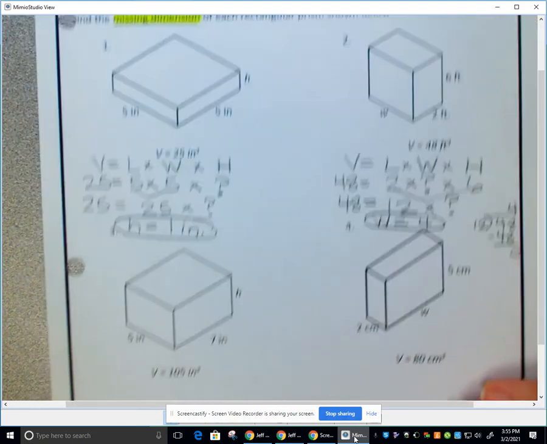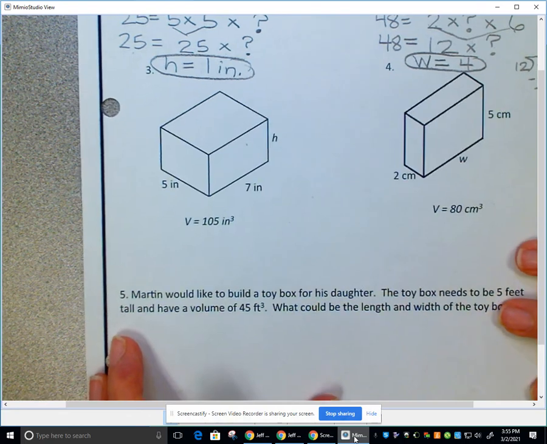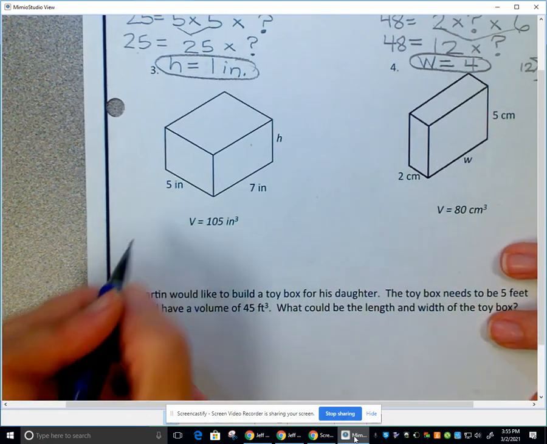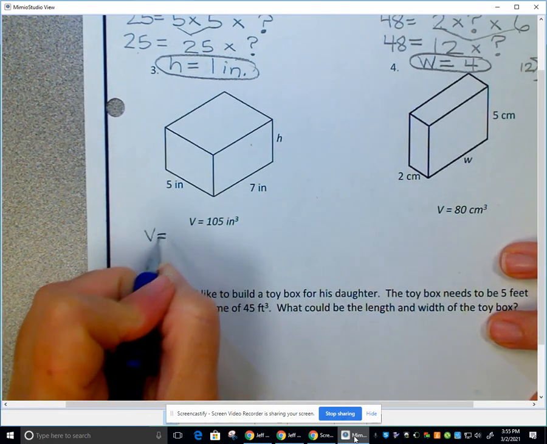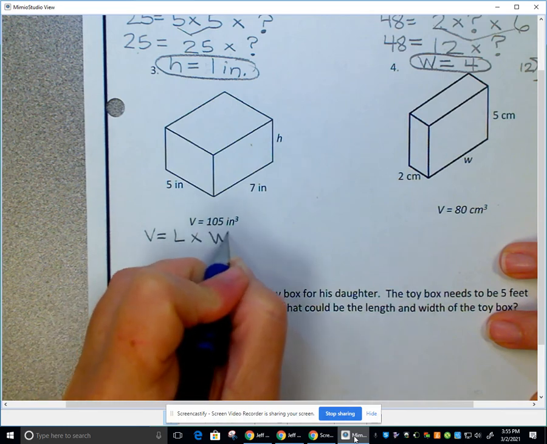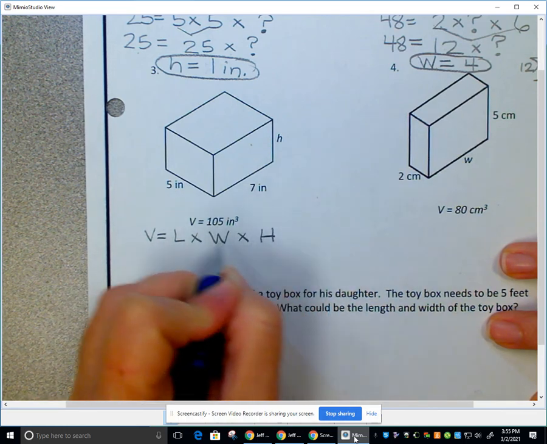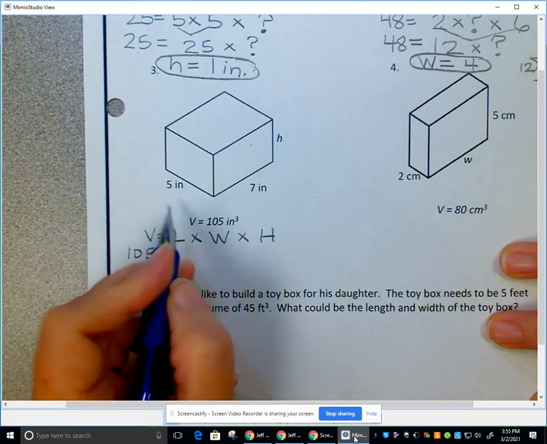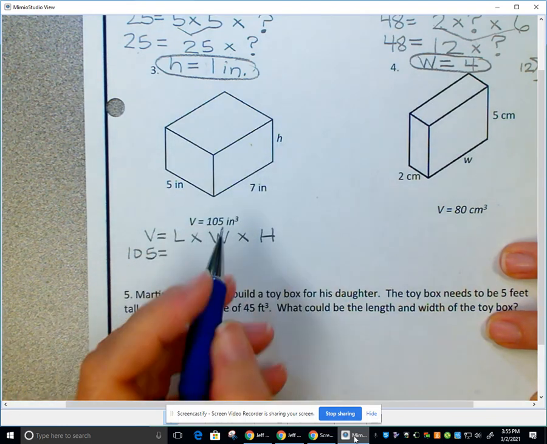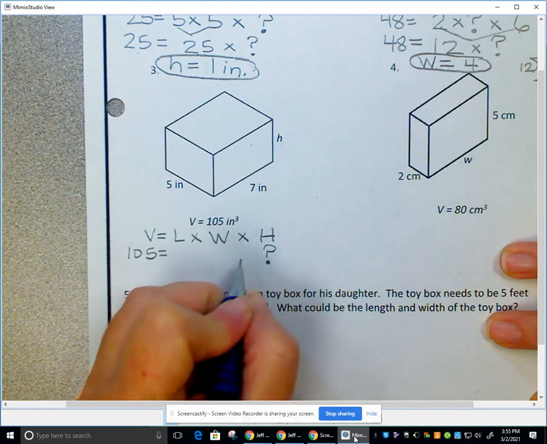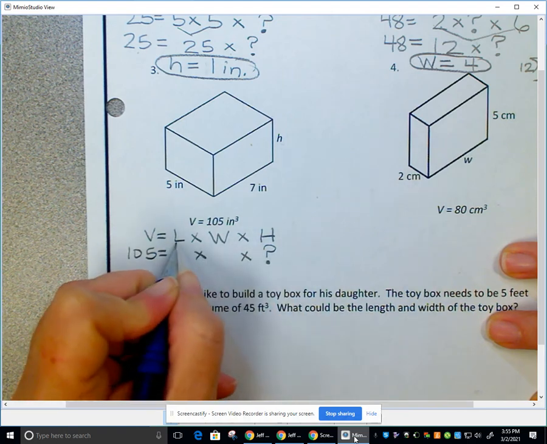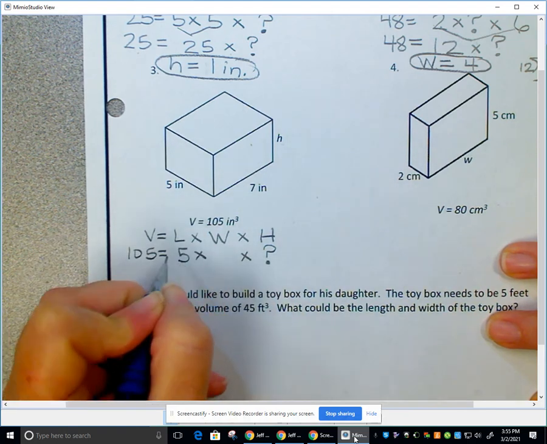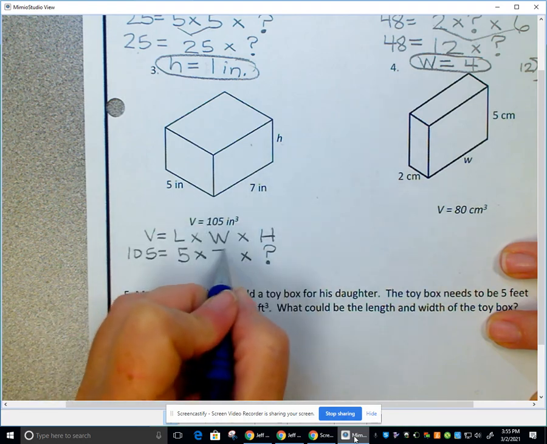All right, let's look at this one. They're giving me the volume. Let me write the formula. Volume equals length times width times height. The volume is 105. And let me go ahead. The missing dimension is the height. I'll put a question mark there. The length is 5. The width is 7.